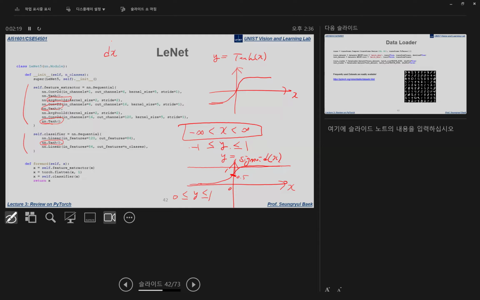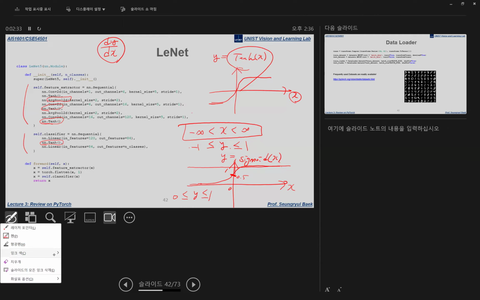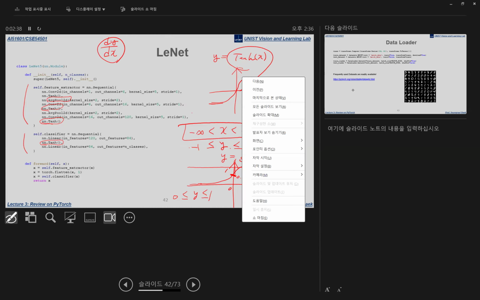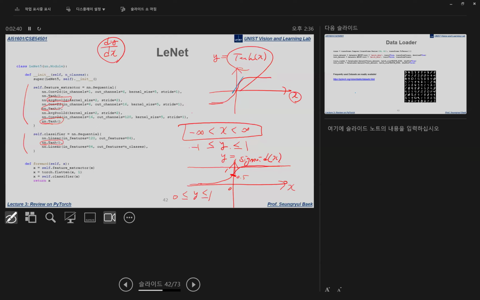Let's say this is y, and if we differentiate the output y with respect to x, which is the input, for the hyperbolic tangent, then you can notice their gradient, meaning their slope in this graph. Are you guys following this? So dy/dx is defined as the slope in this x and y graph.